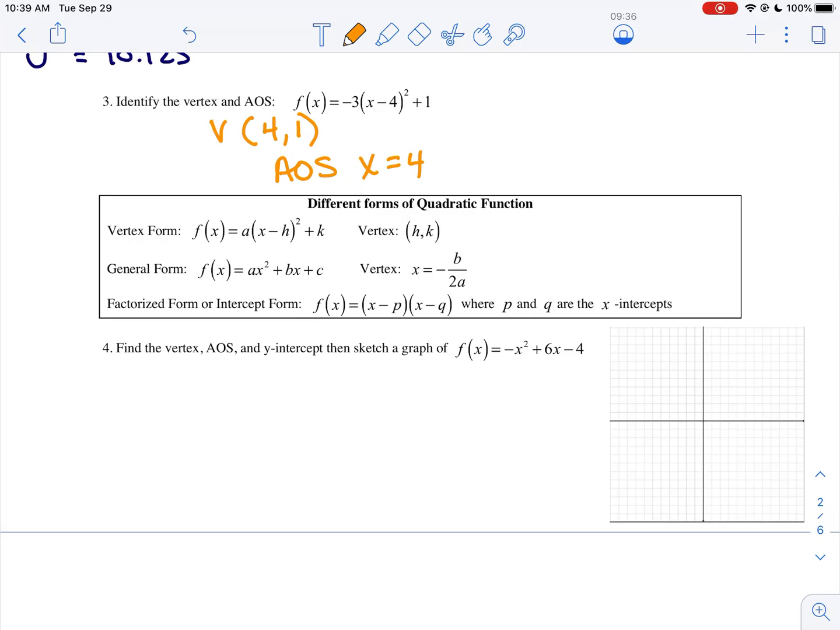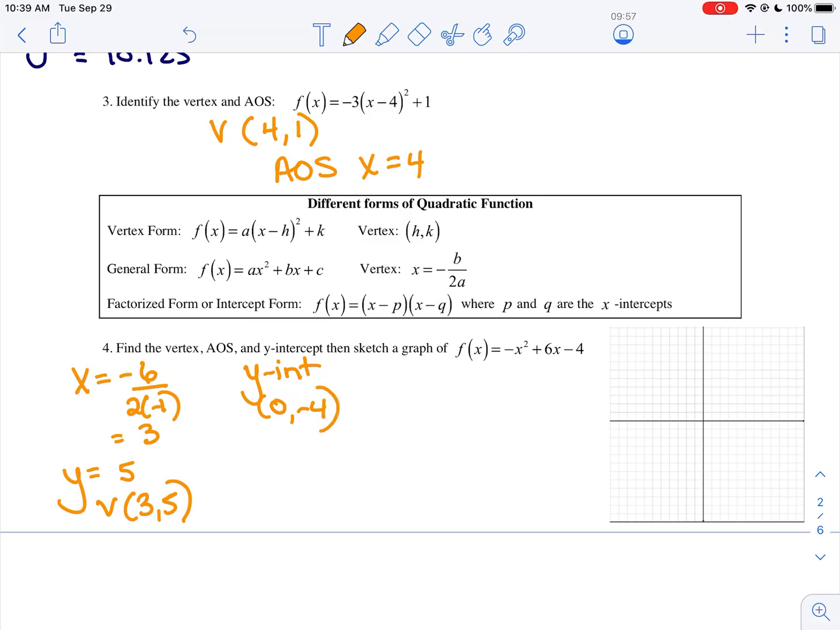All right, let's look at number 4, sorry, if you need help with this one. Find the vertex, axis of symmetry, y-intercept, then sketch this. So I'm going to use x equals -b over 2a, and then plugging that in, I get y is 5. So my vertex is 3, 5. The y-intercept is 0, -4. The axis of symmetry would be x is 3.